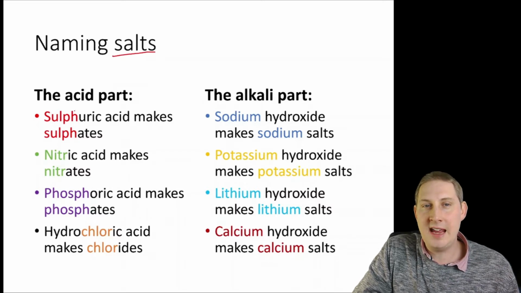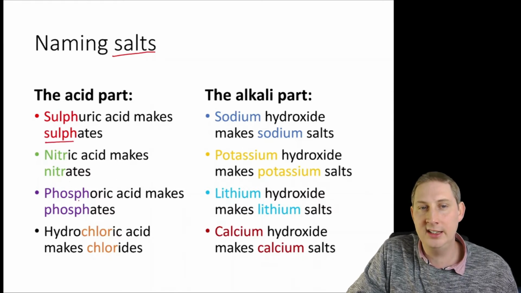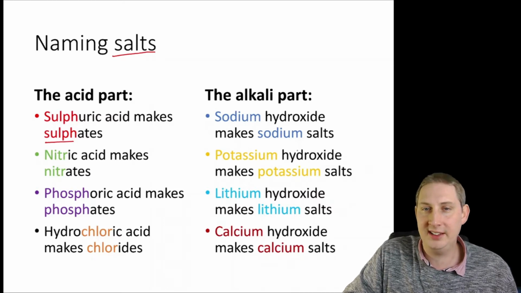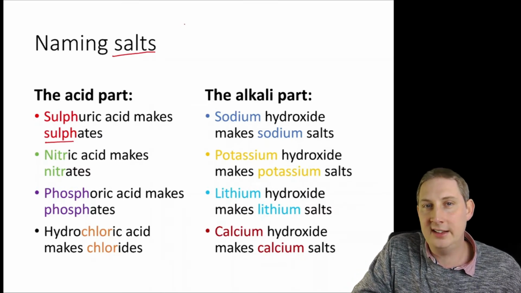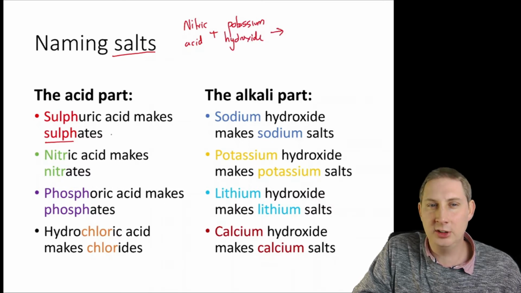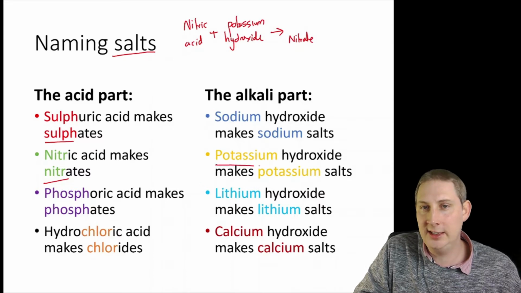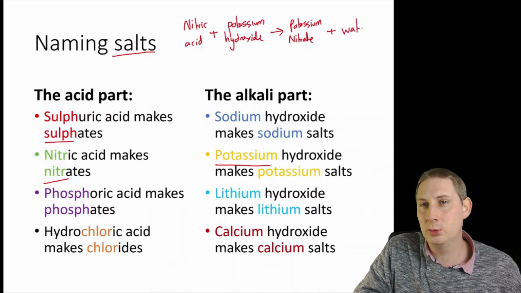How do you know what the salt is called? Well, you get the name of the salt from the acid and the alkali. So sulfuric acid makes sulfates, nitric acid makes nitrates, phosphoric acid makes phosphates. From the alkali part, sodium hydroxide makes a sodium salt, potassium hydroxide makes a potassium salt, lithium hydroxide makes a lithium salt, and calcium hydroxide makes a calcium salt. So if we reacted, for example, nitric acid plus potassium hydroxide, then we could work out that the salt, well, it's nitric acid, so it's going to be a nitrate. It's a potassium alkali, so it's going to be potassium nitrate. But we've got to remember it also makes water.